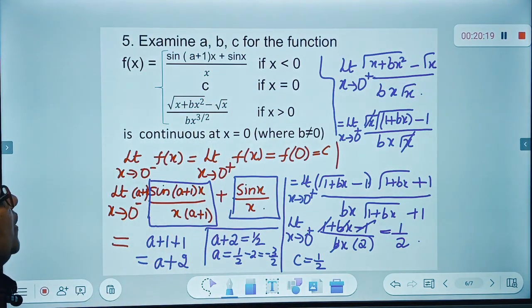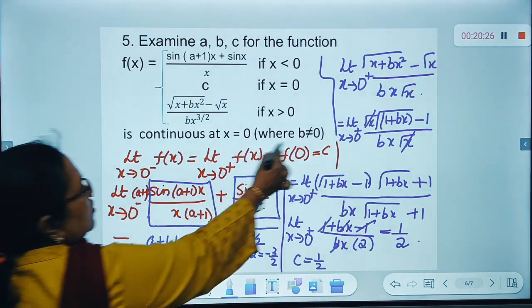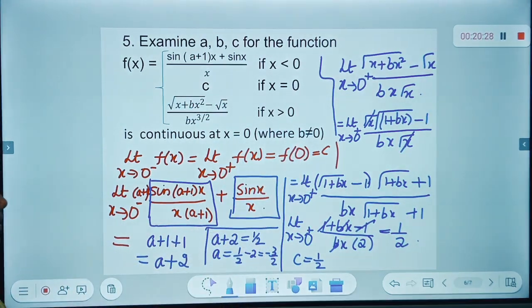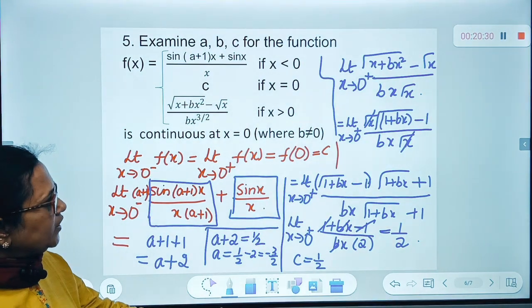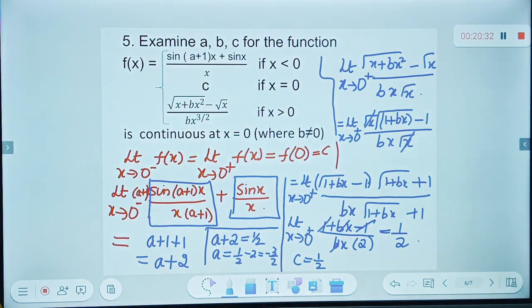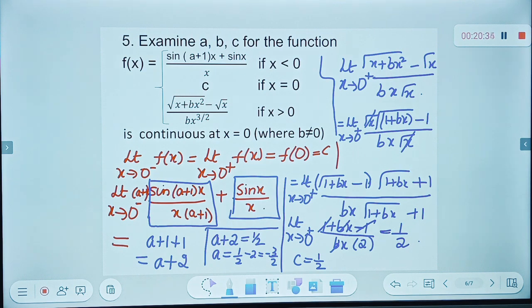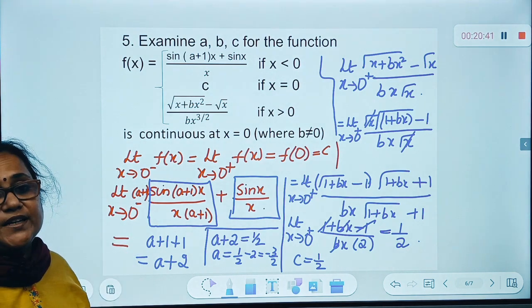Okay, now what will be B? B gets cancelled, so B can be any number, whatever B is not equal to 0. So B can be any number. So A is minus 3 by 2, C equal to half, and B can be any number, so that this function is continuous.